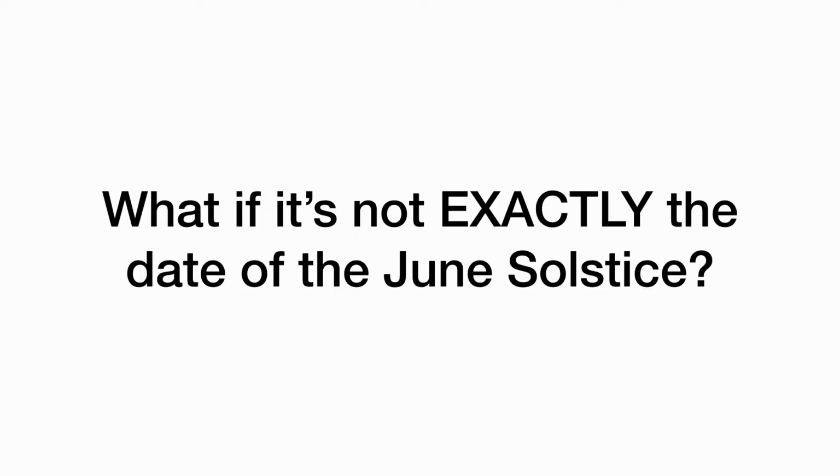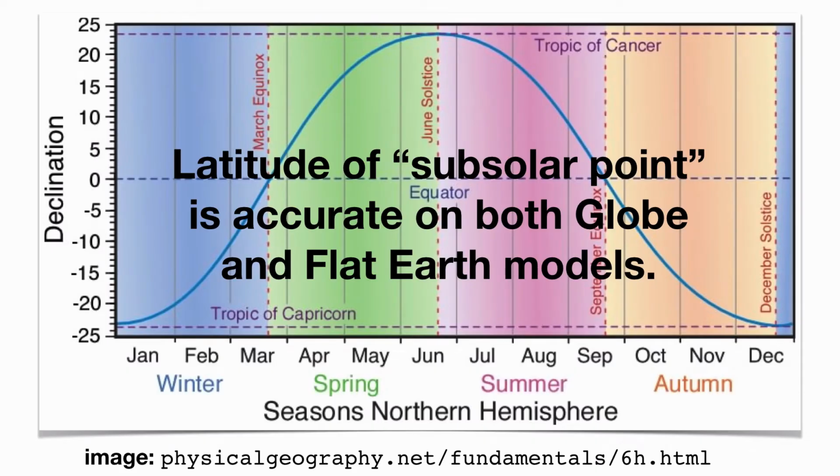Now, what if it's not exactly the date of the June solstice? And like I said, I'm recording this on June 19th. Tomorrow is June 20th of the year 2020. And so we'll see that you have a little bit of latitude. So here's a graph of the subsolar point at solar noon. And this graph is accurate on both globe Earth and flat Earth models.